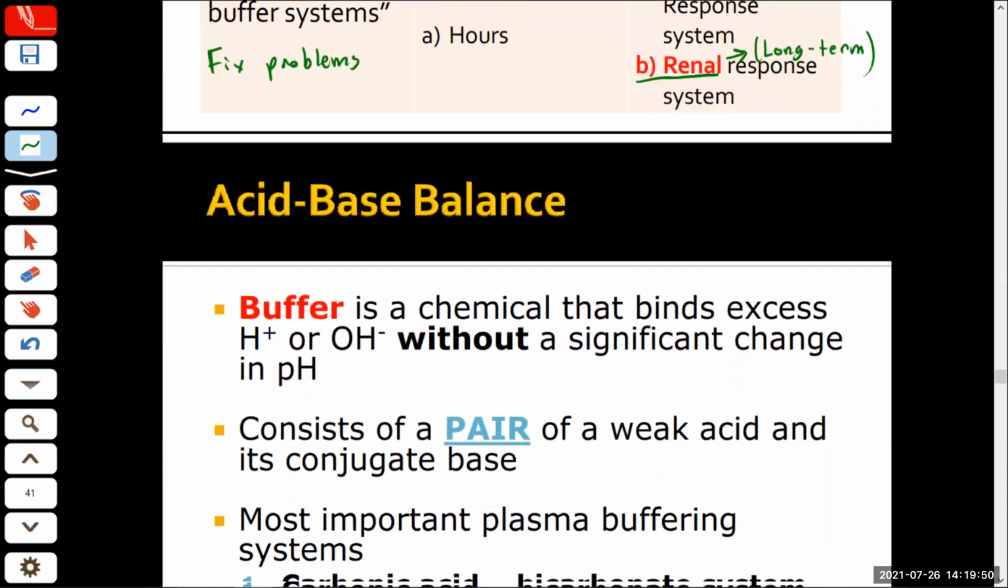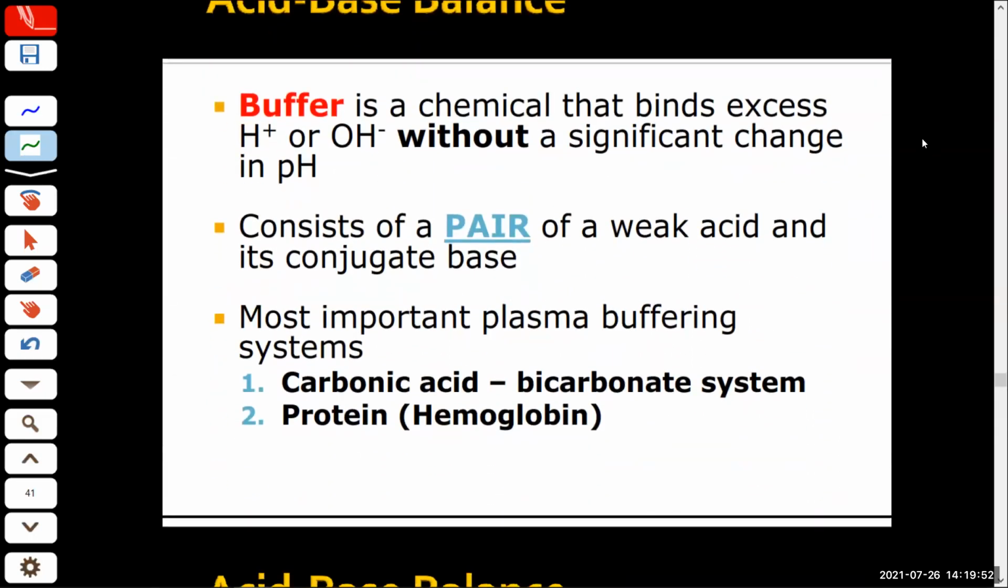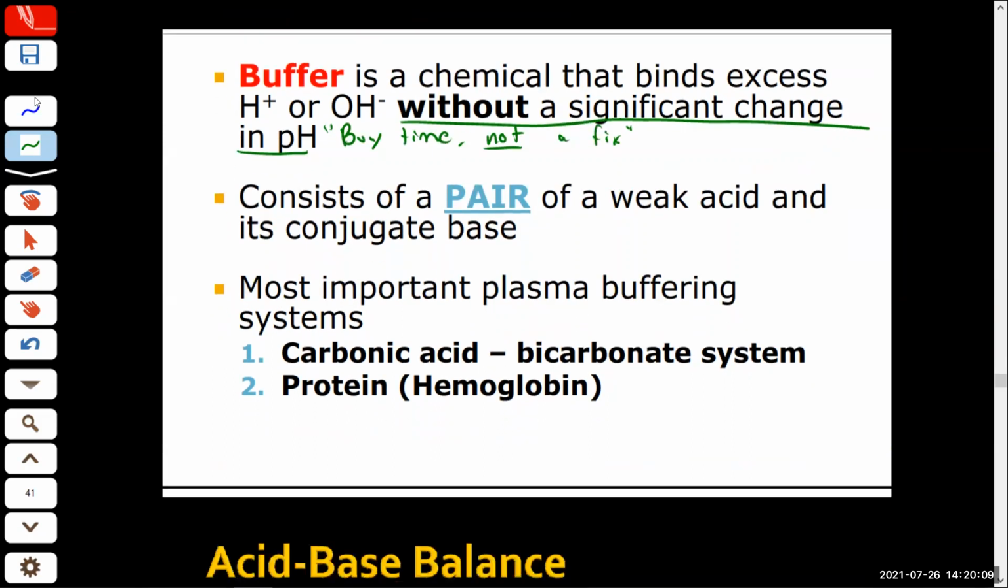Okay. So a buffer binds to without significant change in pH. Again, the whole idea here is to buy time, but is not a fix. So a little bit of Gen Chem review, nothing crazy, I promise.